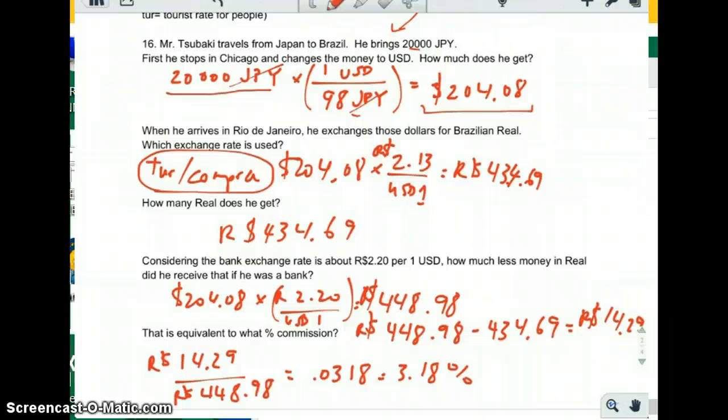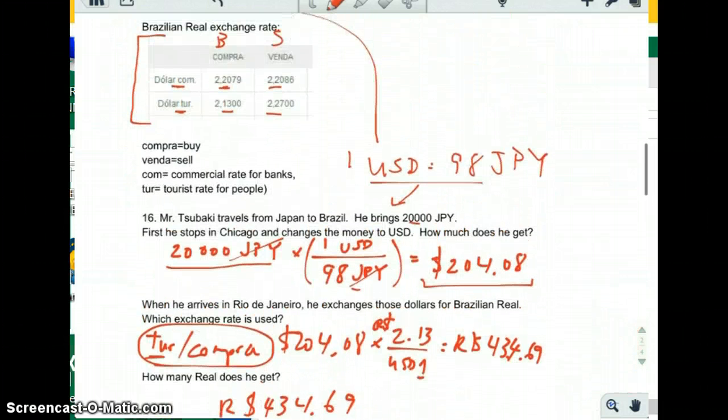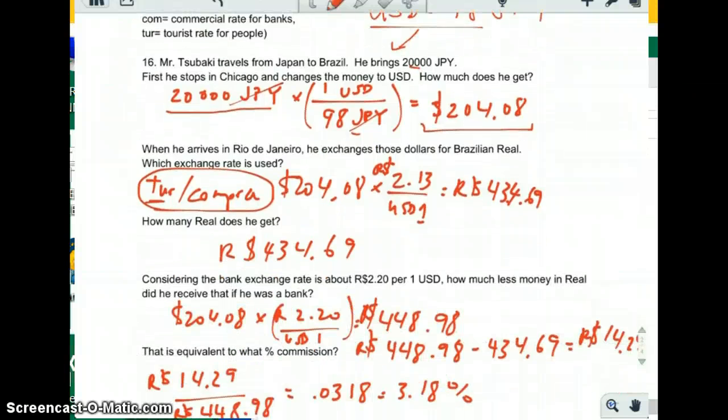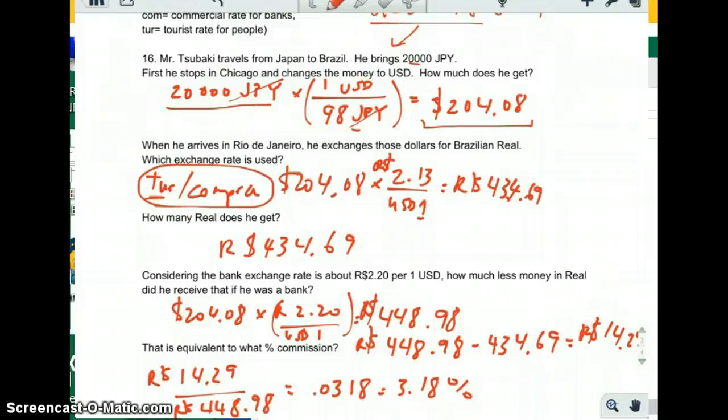When he arrives in Rio de Janeiro, he exchanges those dollars for Brazilian reais. What exchange rate does he use? Now, of course, he's going to use turismo because he's just a regular person. And then he's going to use compra because he's going to buy Brazilian reais with dollars. So you're going to buy Brazilian reais, then you pay that one. So the rate is 2.13, okay? So the answer would be 2.13.